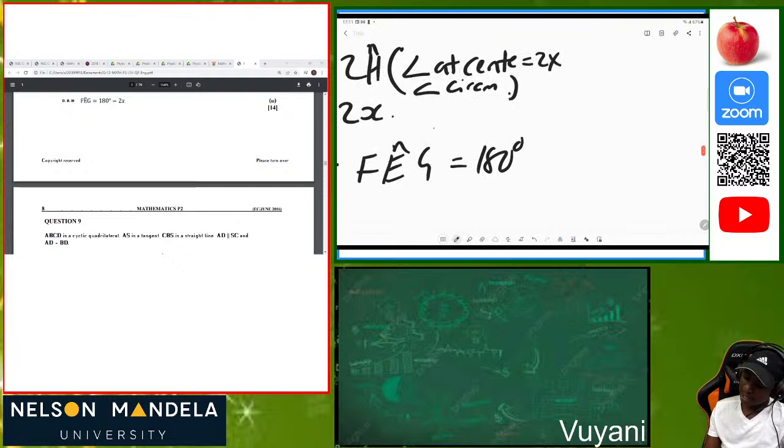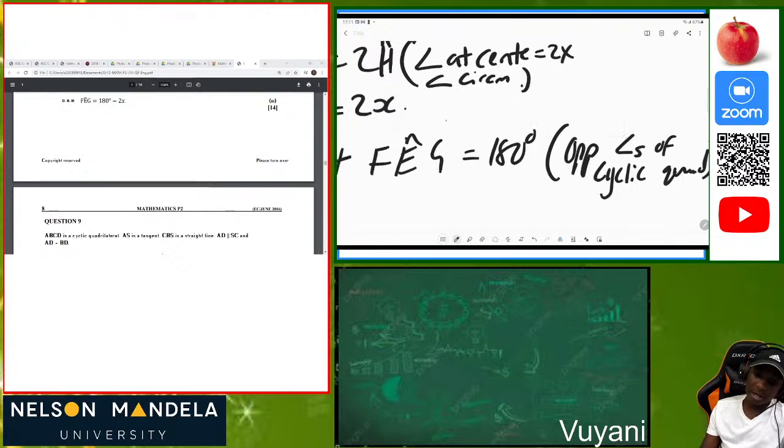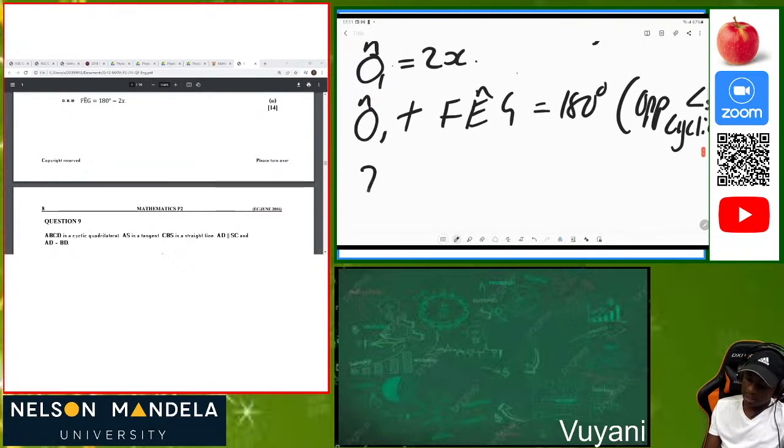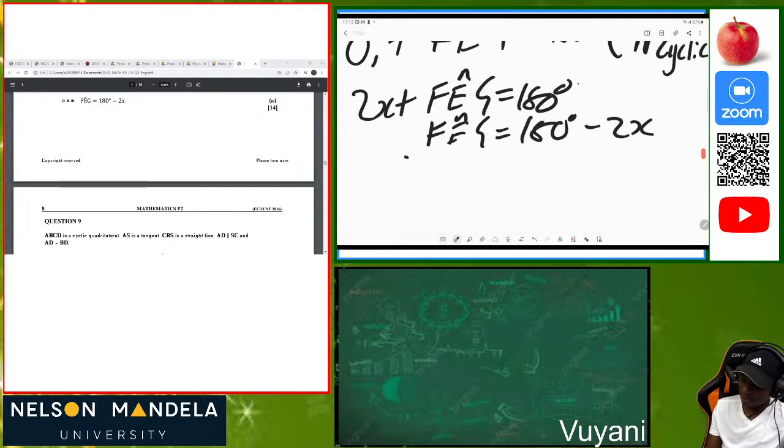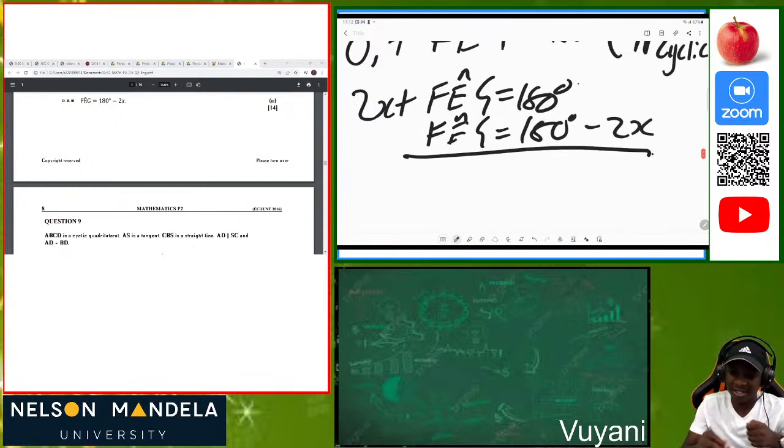What's your reason? Because they are opposite angles of a cyclic quad. That's your reason. So we say that is 2x plus FEG equal to 180 degrees. Now we make FEG the subject of the formula by transposing 2x. Then we can see that we have proven what we were asked.